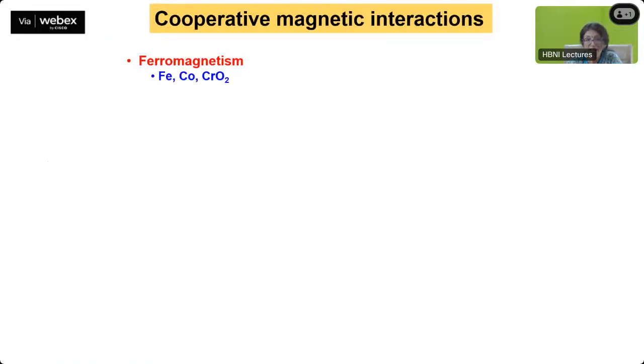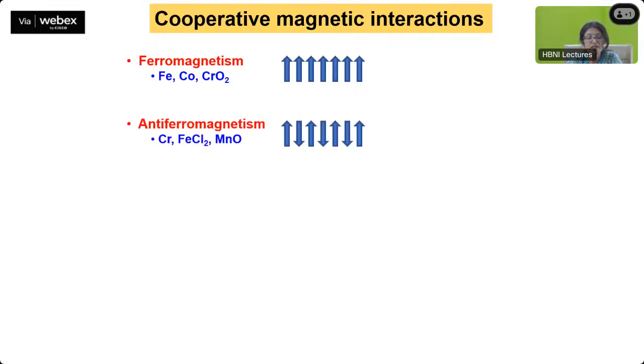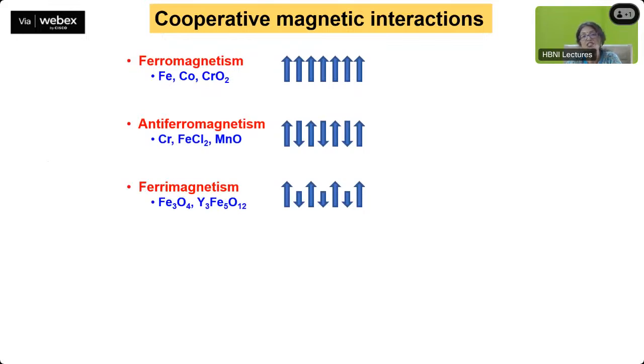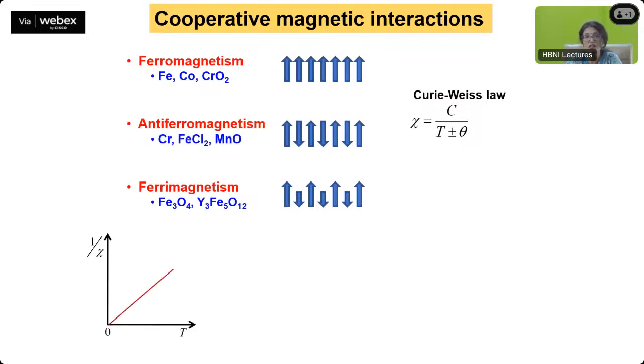So the cooperative magnetic interactions, we talked a lot about ferromagnetism and all. So how is ferromagnetism? This is cooperative, they are all aligned. In case of antiferromagnetism, you have one up spin followed by another down spin. In ferrimagnetism, you do have up and down spin, but the magnitudes of the magnetization vectors vary. So in this case, the Curie-Weiss law, you can write as chi is equal to C by T plus minus theta. So the theta value can be positive or the theta value can also be negative. So now let's see what we mean by that.